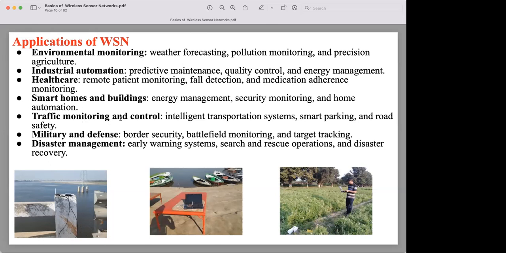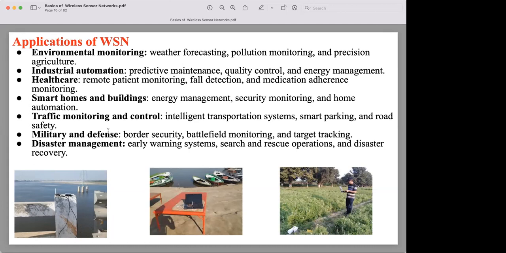Traffic monitoring and whatever the transportation is comes into the picture, intelligent transportation system. Smart parking is a very good example of this one, and road safety is there, where we check whether persons are moving perfectly or not, whether they are going in the right direction, whether they are over speeding or not. All these are the examples or the use of the wireless sensor network.